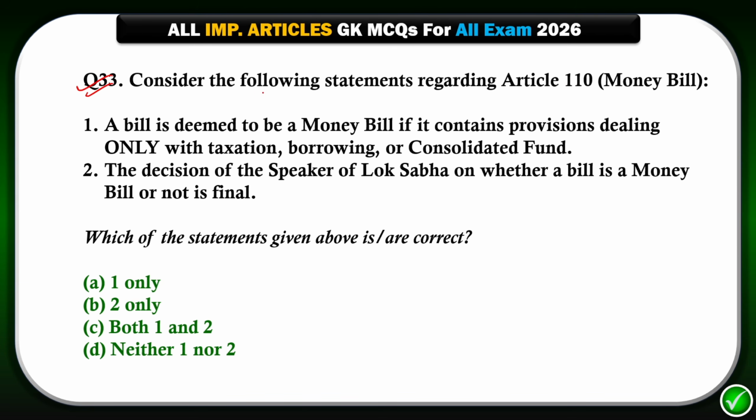Question number 33. Consider the following statements regarding Article 110, money bill. A bill is deemed to be a money bill if it contains provisions dealing only with taxation, borrowings, or the consolidated fund. The decision of the Speaker of the Lok Sabha on whether a bill is a money bill or not is final. Which of the statements given above is correct? Option number C, both 1 and 2 are correct.